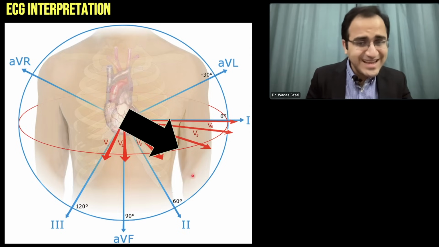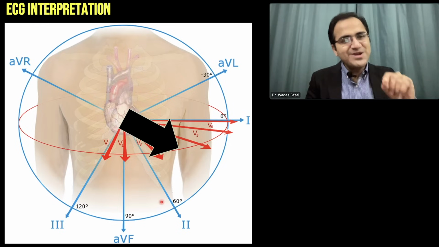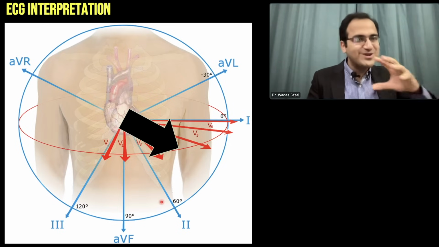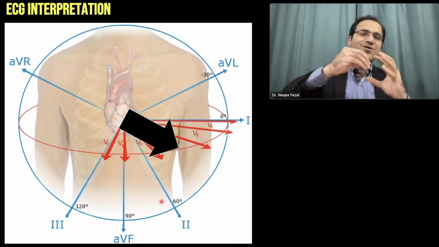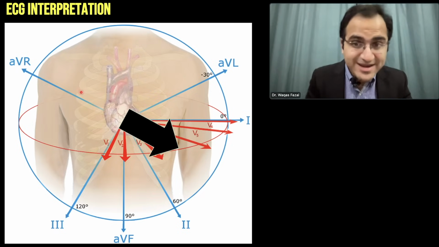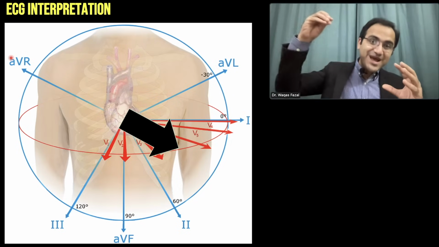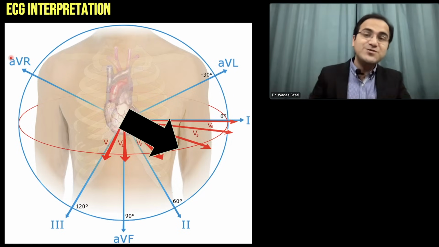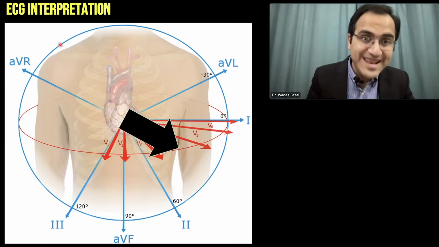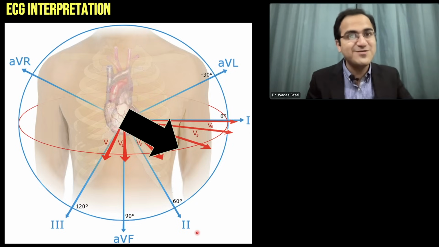Which lead is lying just in front of this current flow? It is lead 2. Lead 2 will capture the most prominent positive deflections because it is present directly in front of the current flow. And which lead is present behind this vector? That is the AVR. AVR is present at the back of the current flow, so it will show the most prominent negative changes. The AVR will have negative deflections, the lead 2 will have positive deflections.